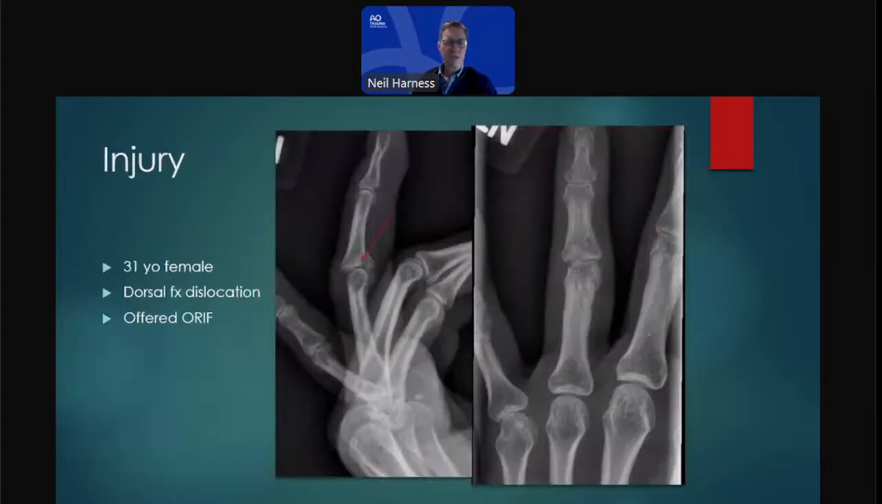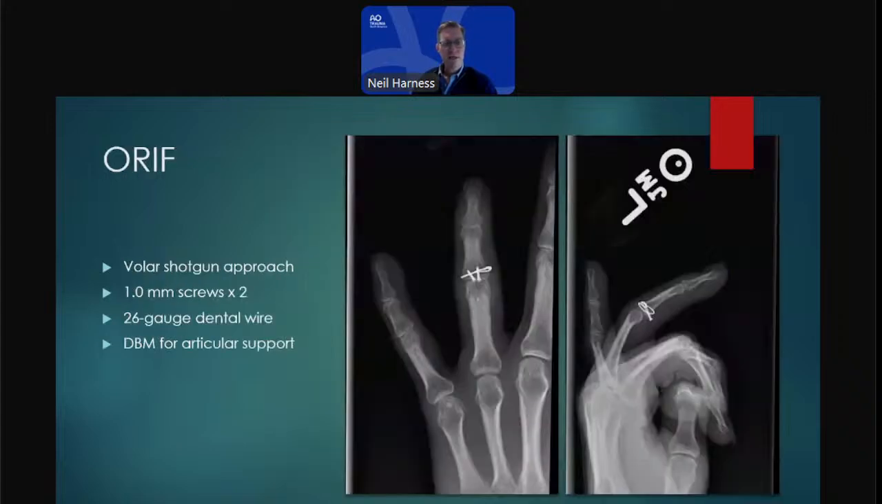Finally, one last one, a 31-year-old female, dorsal fracture dislocation, same x-rays as before. We have central depression, small volar rim fragment. I offered her ORIF. In this case, I wanted to do something more. So in each one of these cases, I learned something. I fixed this with mini screws, did the cerclage wire, but this time I added some demineralized bone matrix beneath the central fragments to maintain a little bit better articular alignment and support.